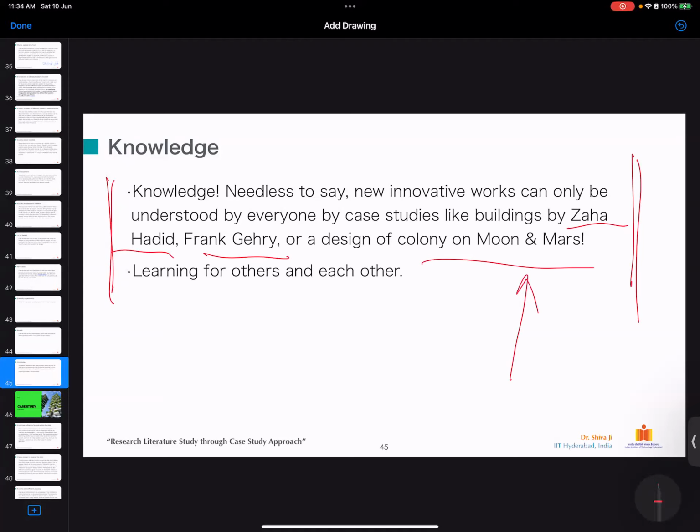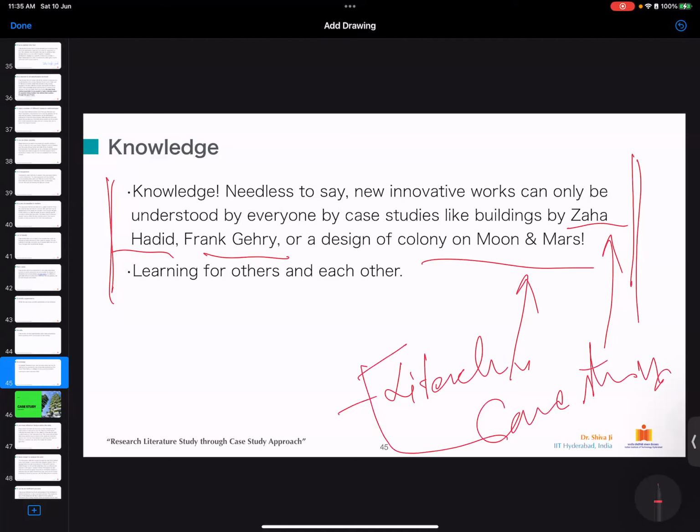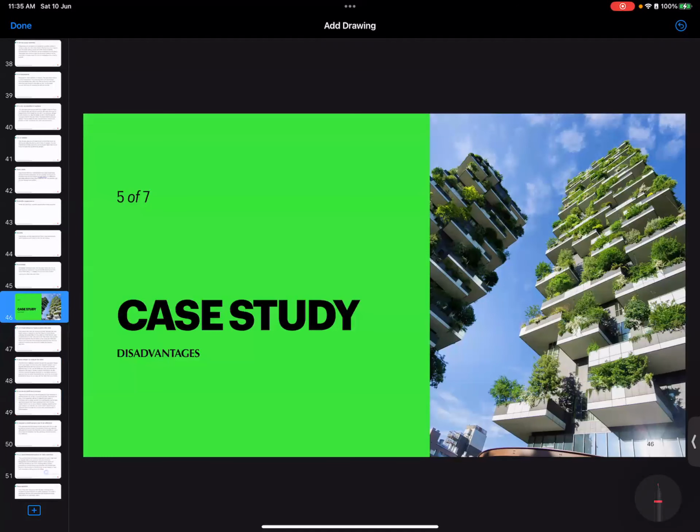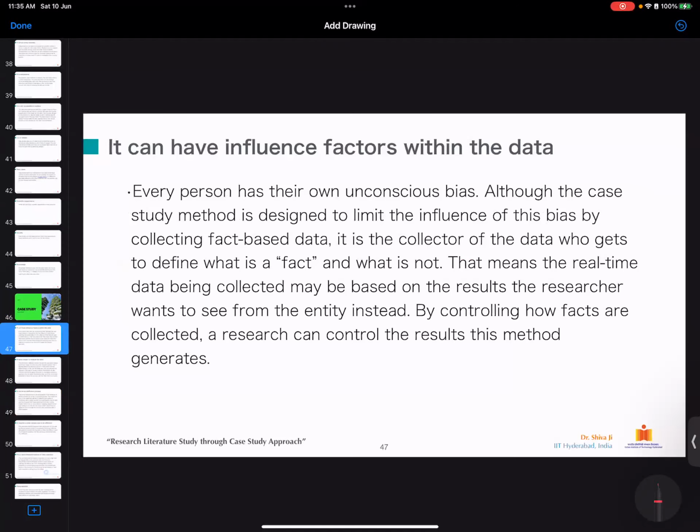Why is it essential? Because everybody cannot go there, but even if you do this study through a literature-based case study, at least you will know a lot of things, because a number of researchers have conducted such studies on these buildings. They can be made useful for everyone. There are some disadvantages also that we will see.